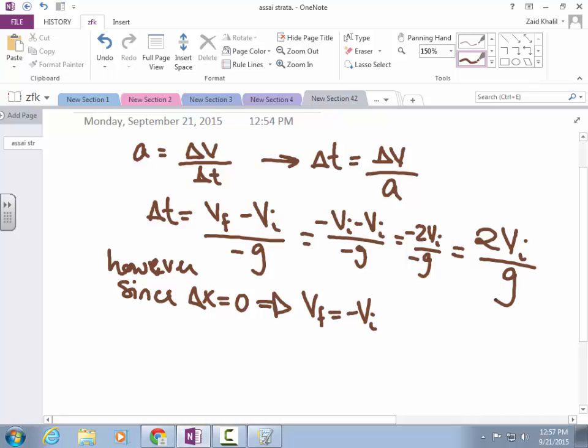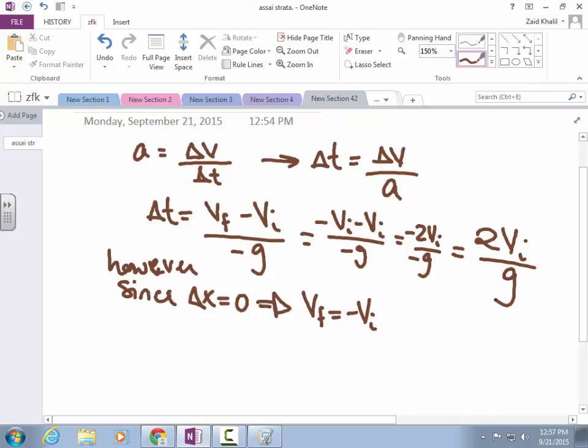Why? Because Vi is positive. Why is Vi positive? Because it's directed in what direction? Up. And what about G? Is G positive? The answer is yes. Why? Because I said G is the magnitude of the acceleration of gravity. So that is physically possible.